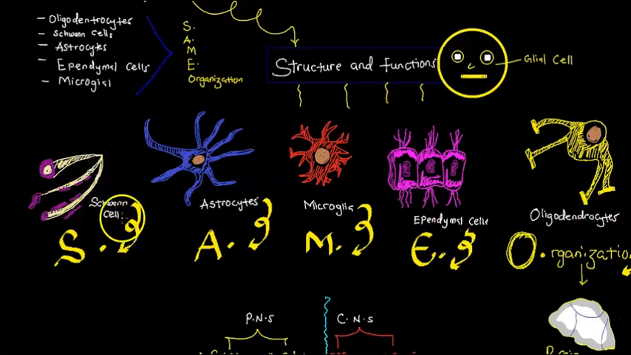So the first one, we have the Schwann cells, and this is the structure of the Schwann cell. The next thing we have on the list is astrocyte, and here we have microglia, and this we have the ependymal cells, and this is the shape of the oligodendrocyte, which is organization.